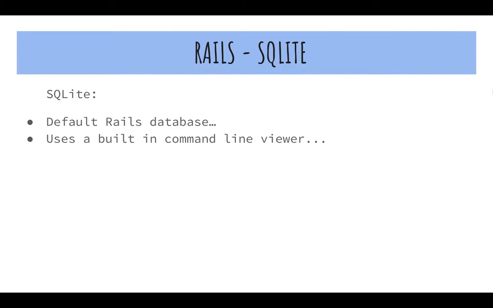So we've looked at Rails SQLite, and we've noticed that it is the default Rails database. It uses a built-in command line viewer, and in our next lesson we're going to look at how migrations work on our databases, and that is really getting into agile development and changing and moving and adding columns to our databases, and adding particularly information to our databases through our migrations.